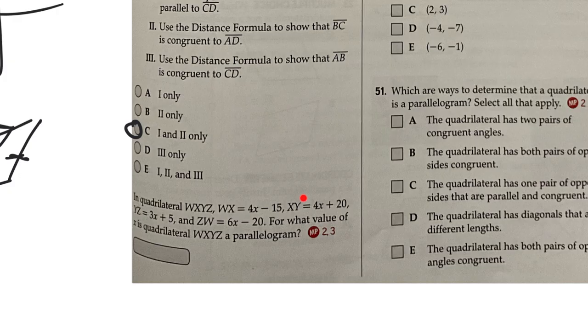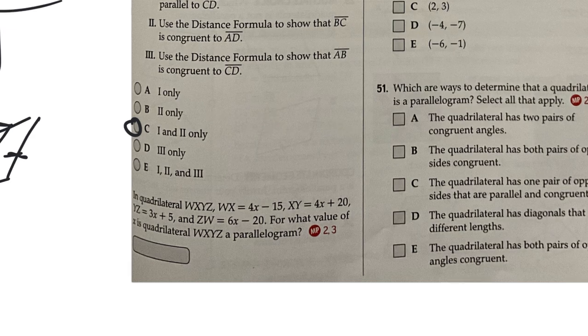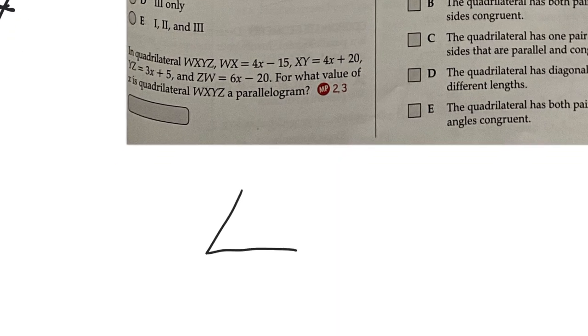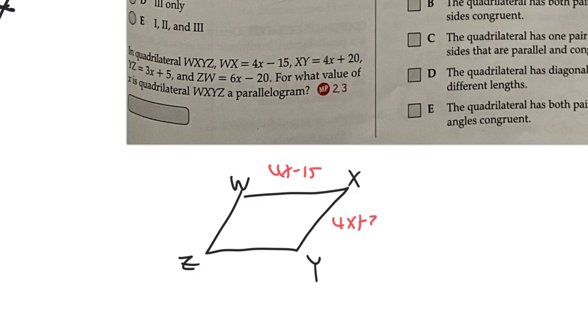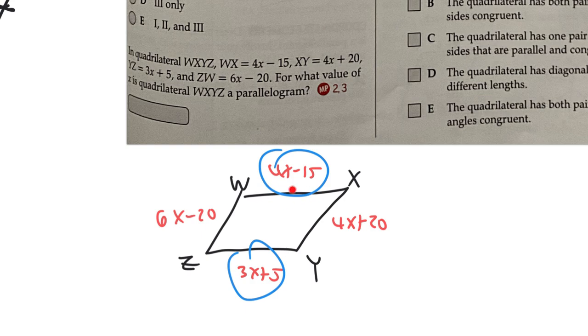Okay, and quadrilateral WXYZ. For what value of x is quadrilateral WXYZ a parallelogram? Well, I'm not going to do the whole thing, but what I would suggest to my student is WXYZ, definitely draw it, right? WX is 4x minus 15, XY is 4x plus 20, YZ is 3x plus 5, ZW is 6x minus 20. And they want to know what value of x would cause this thing to be a parallelogram. Well, the good news is you only need to set these equal to each other and solve for x, right? Because if it's a parallelogram, we know that that would be equal to that. Okay, so that's that.